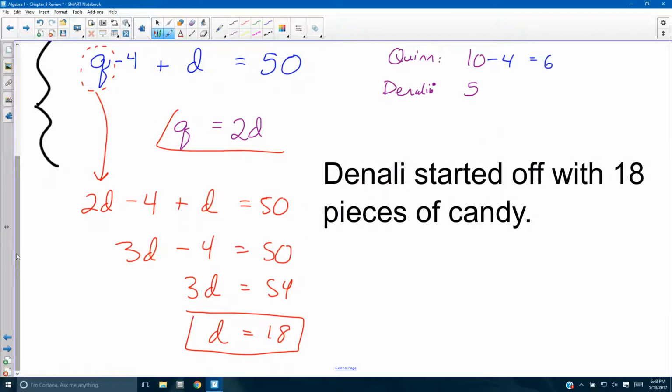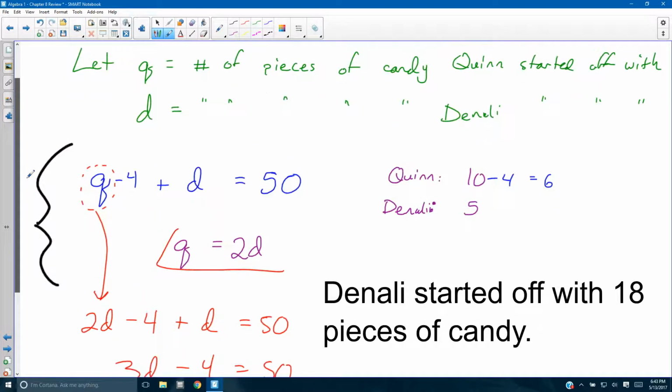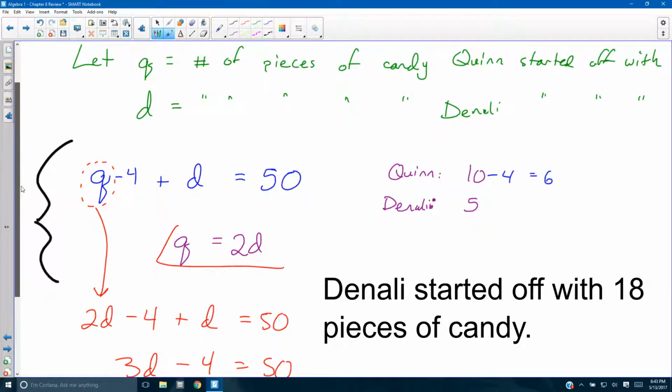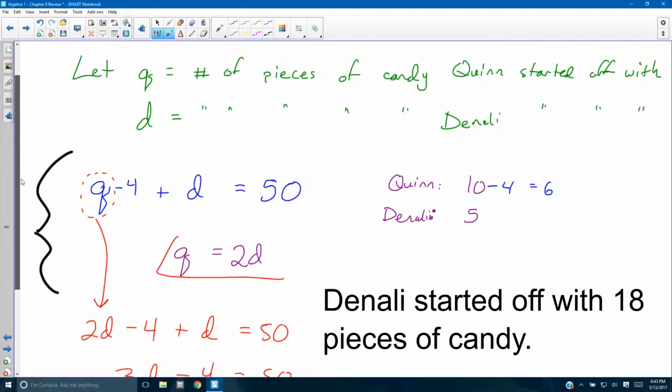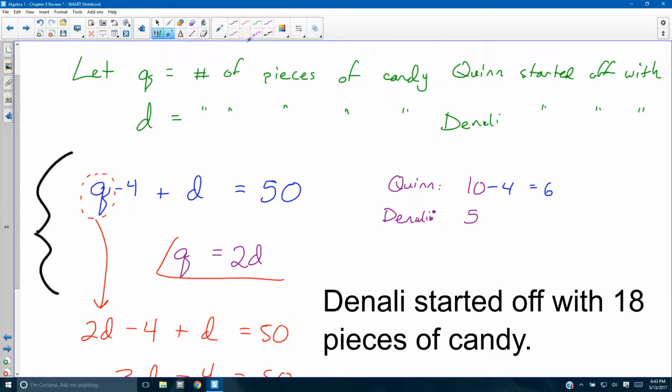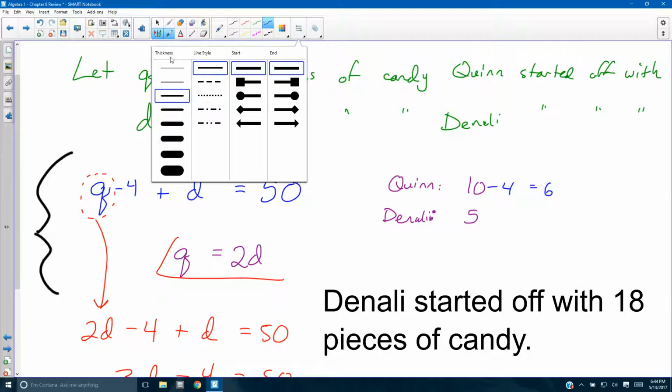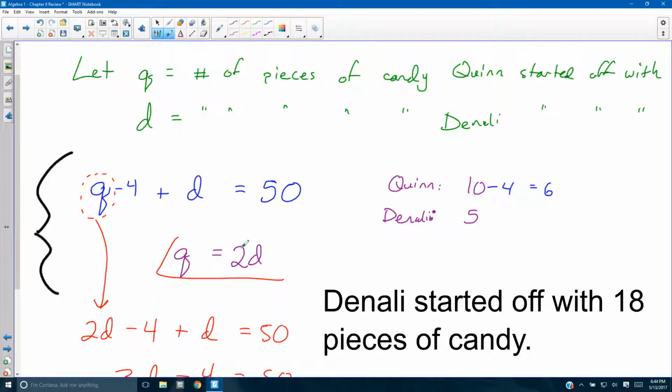Did it ask how many Quinn started off with? No. Could we find it out? Absolutely. Should we? Probably. It's good to double check your answers. Let's take a look at everything based on that. If Denali started off with 18 pieces of candy, then Quinn is double that amount. That means Quinn started off with 36 pieces of candy.